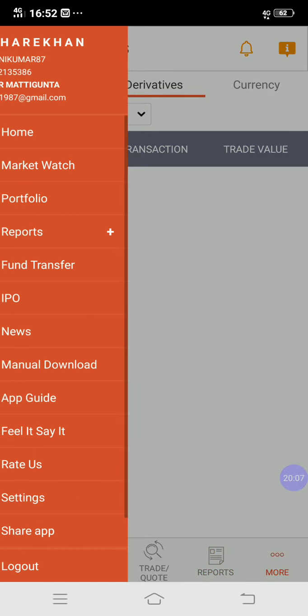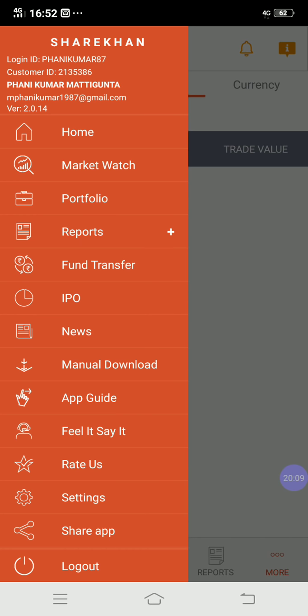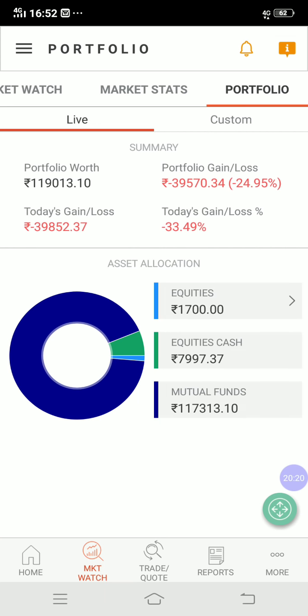And then, more. This is the home screen, wherein you can see many options like home, market watch, which you have already seen here. Portfolio is where, if you click on it, you can see what stocks you have, how much worth of stocks you have, how much amount of mutual funds you have, and the status can be seen here.